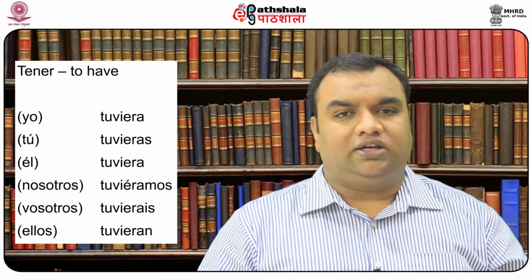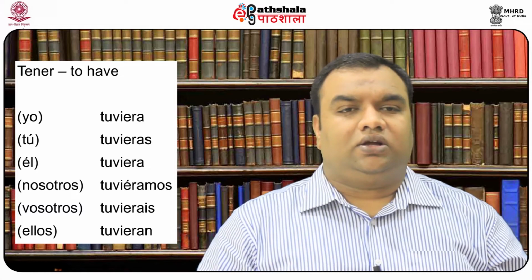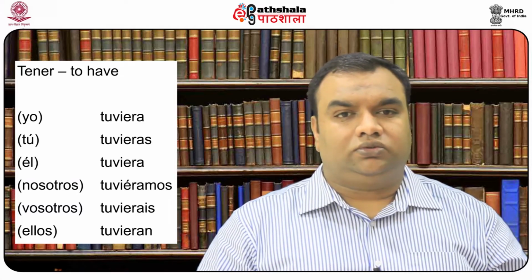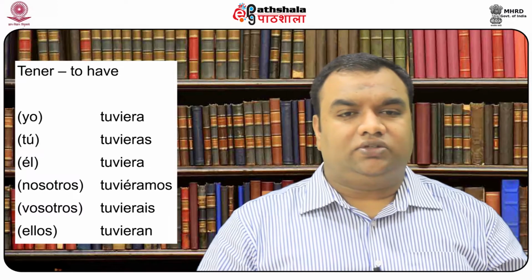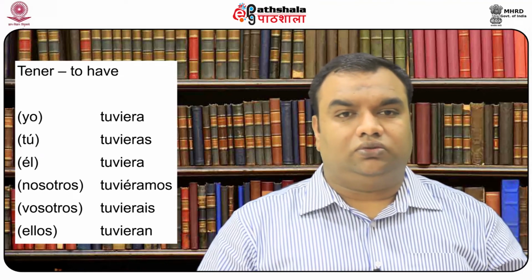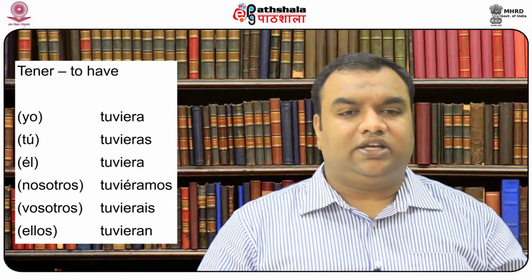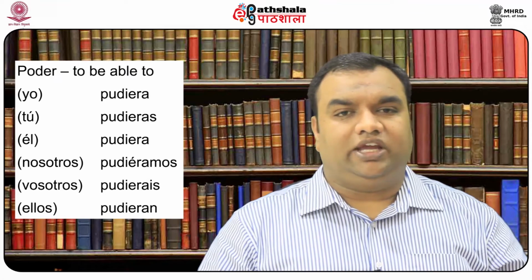Tener means to have, and in the preterite third person, the conjugation is tuvieron. From there, the imperfect subjunctive forms are yo tuviera, tú tuvieras, él, ella, usted tuviera, nosotros tuviéramos, vosotros tuvierais, ellos, ellas, ustedes tuvieran.